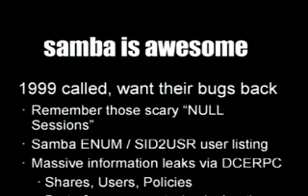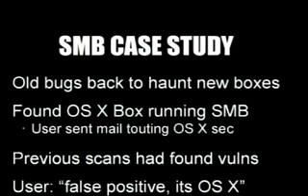Samba is awesome. 1999 called, and they want their bugs back. If you're really old school, you might remember the SMB null session problems where you could enumerate users, shares, policies, all kinds of stuff like that. Well, a lot of times on these types of systems, these little appliances that are running SMB, you can still do that stuff. So on a network, all the Windows clients may be patched, may be configured correctly, can't do anything. Look for the network storage appliances. Another good thing that I've seen is that you can actually brute force accounts because they don't do lockouts. So these are some old bugs coming back to haunt new boxes.